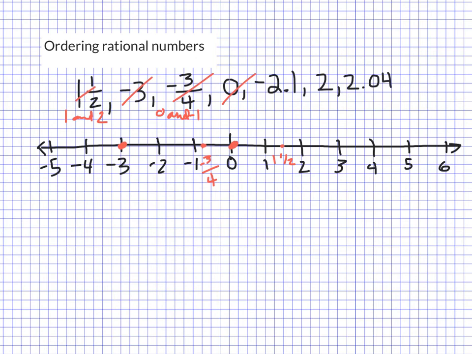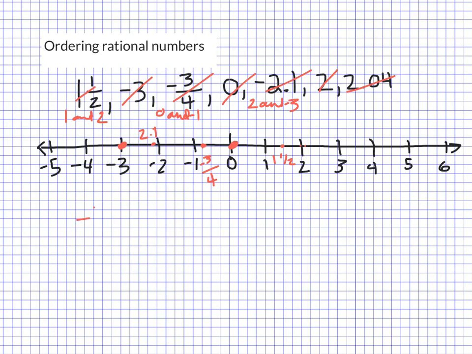0 goes here. Negative 2.1, well, that 2.1 would be between 2 and 3. So this must be between negative 2 and negative 3, but it's a lot closer to negative 2. And then negative 2 is just right up here. And then 2.04, that's just barely bigger. Like that.